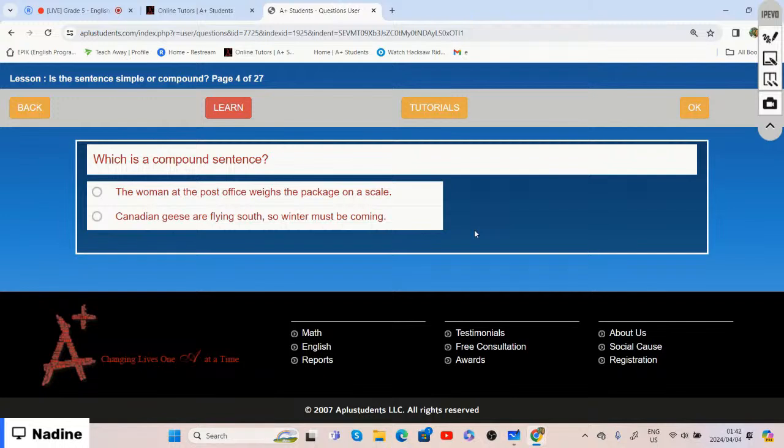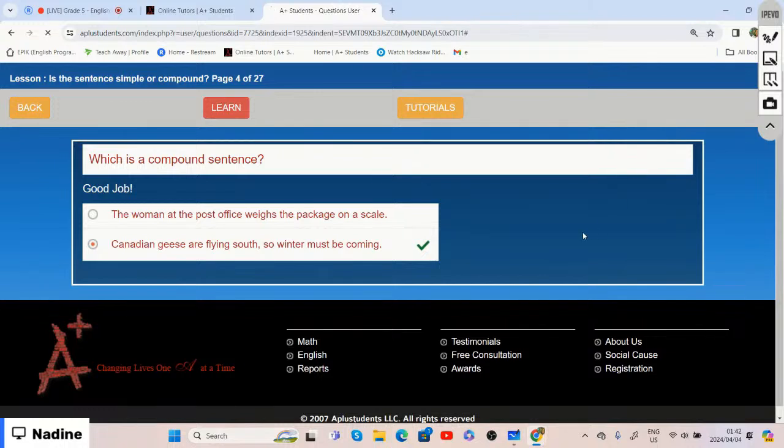All right. So if we choose the correct compound sentence, then we will choose the second option, right? Two simple sentences joined by a coordinating conjunction, which is so. So well done.